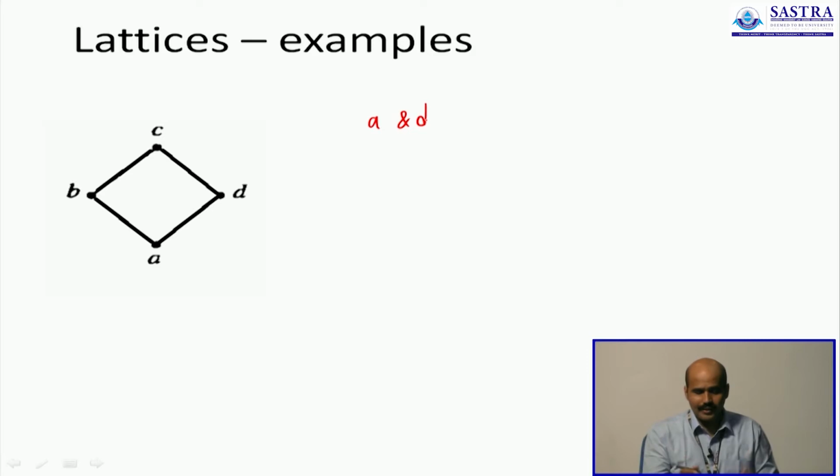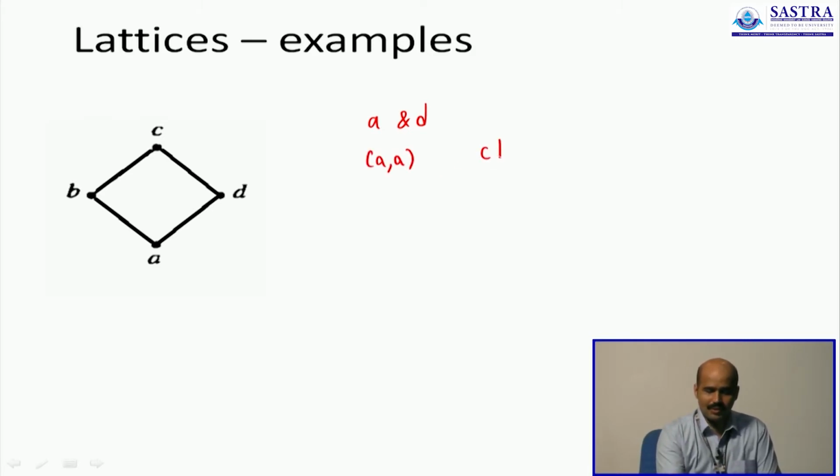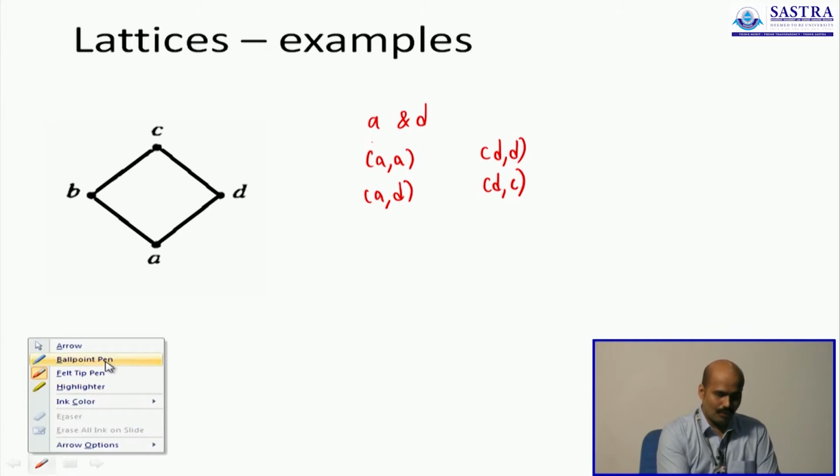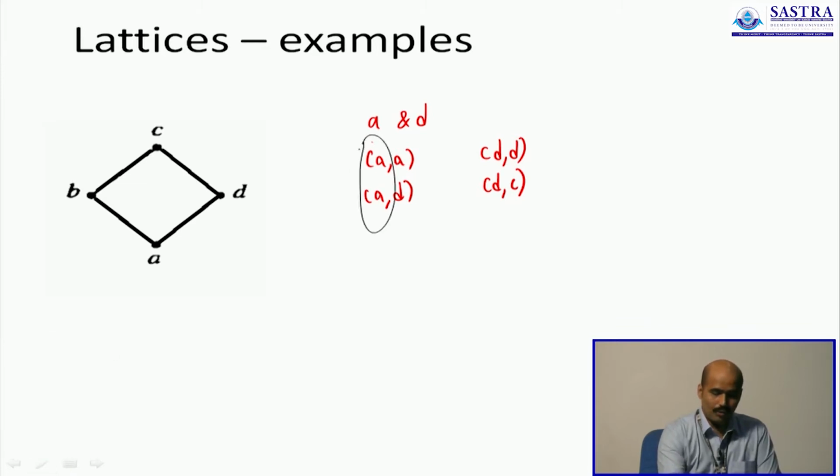Going by the Hasse diagram, you will see that you have pairs AA as well as DD. You also have AD. You have DC also. So clearly A is in fact a common lower bound for A and D, and there are no other lower bounds available. Therefore A is the GLB.